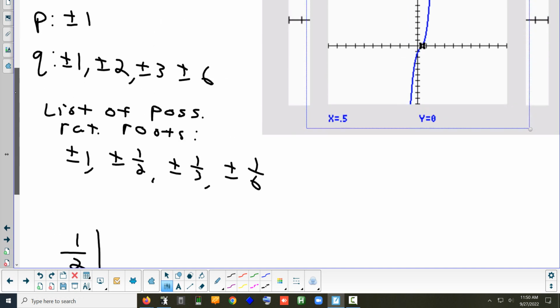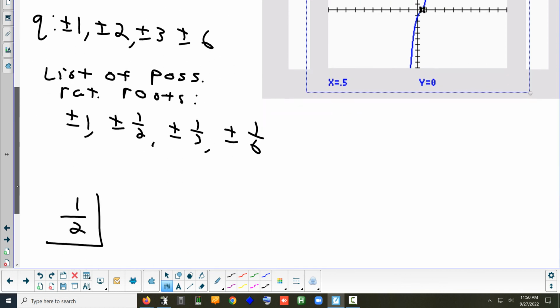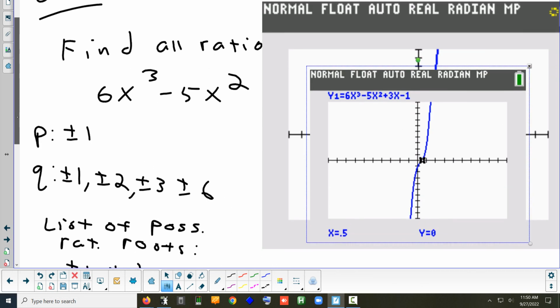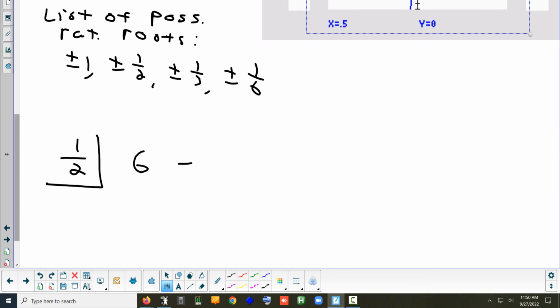So we're going to divide through by it synthetically. And that's going to turn this cubic into a quadratic, which we can then factor to find the other roots, if there are other roots. But I can tell by looking at this picture. So 1/2 is a root, and we've got 6, negative 5, 3, negative 1.